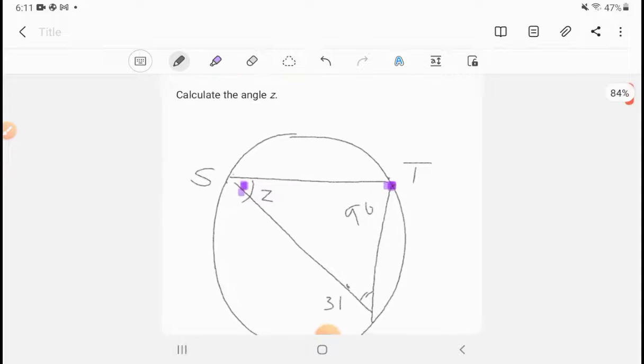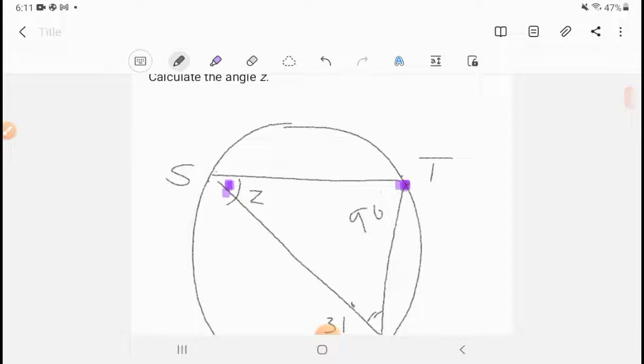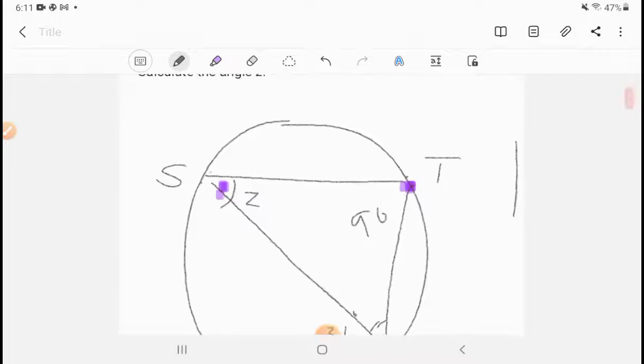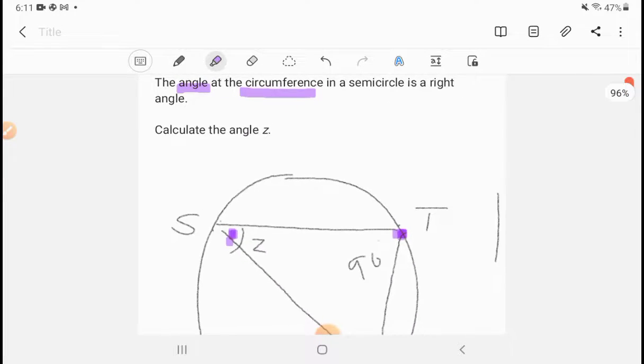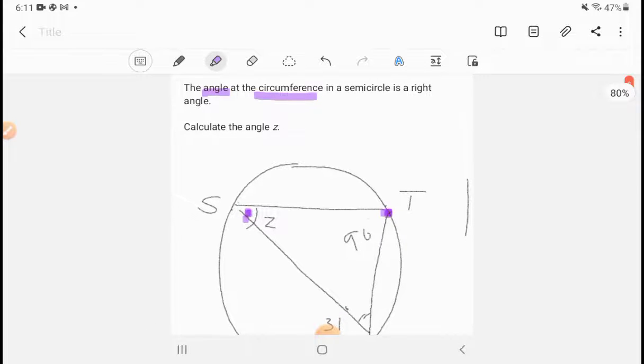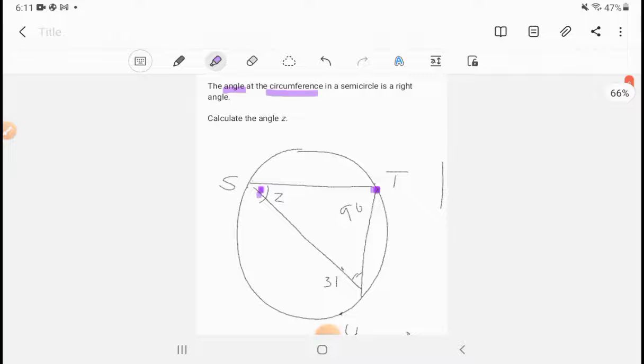So let's just recap that. The theorem states, and you must always be guided by the theorem, that the angle at the circumference in a semicircle is a right angle. So if we look here, we must first realize that it is a semicircle, and by a semicircle we just mean that there is a line running through the middle. And when we speak about the angle at the circumference, we mean T, because you can see that T is touching right on that line and it's coming straight down, creating a 90-degree angle.